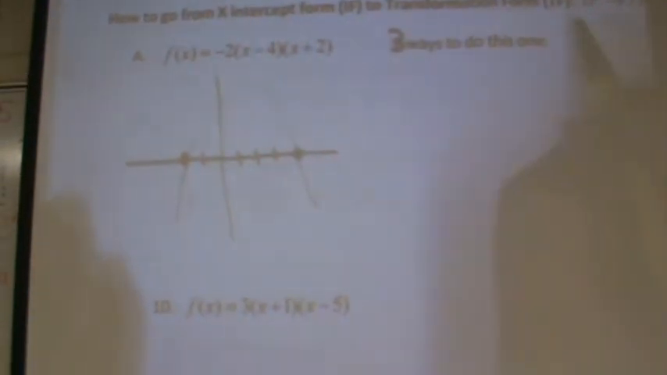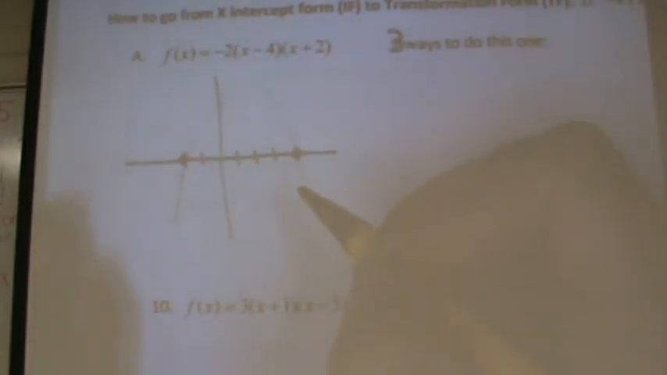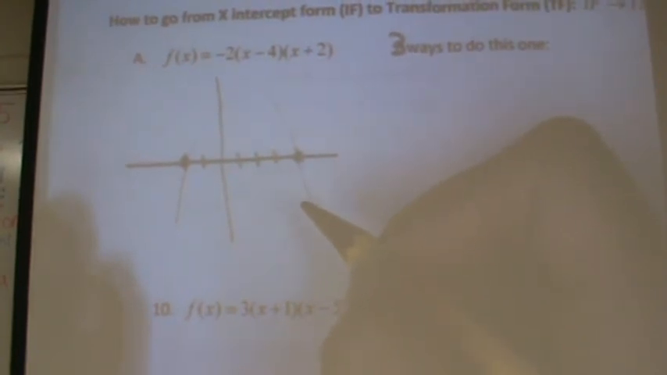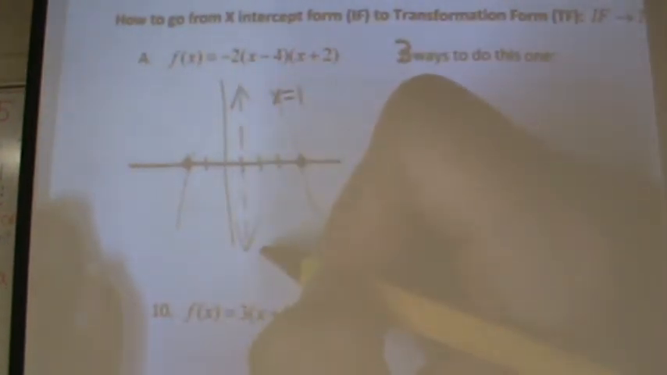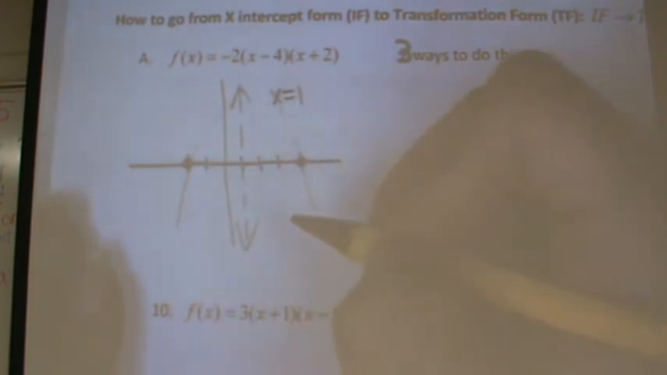If you want to go to transformation form without doing any math, can you figure out the axis of symmetry? 1, how'd you get that? It's halfway, very good. So x equals 1 is your axis of symmetry. And what important point lies on that line? The vertex. How would you find the vertex?